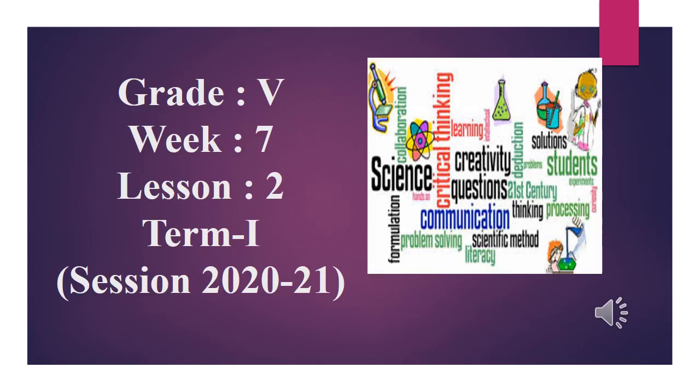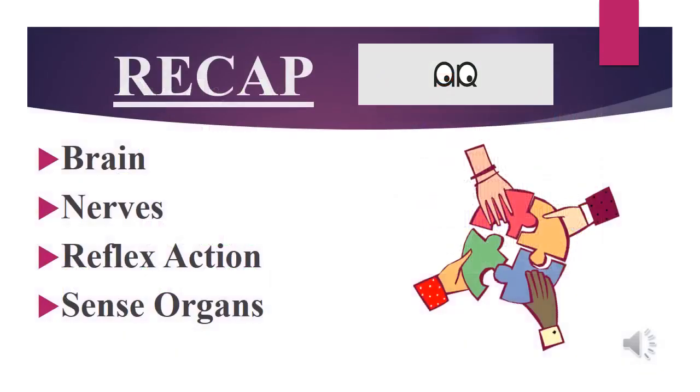This is your science class and we will continue unit number 1, Brain and Nerves. Previously, in unit number 1, I explained the structure of the amazing human brain. I told you that our brain can be divided into 3 parts: cerebrum, cerebellum and medulla. I also explained the functions controlled by each part in detail.